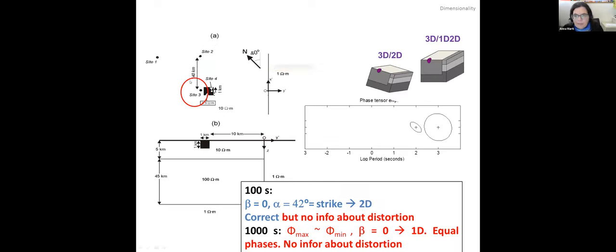For site three, which the Waldim gave us a distortion over 2D or over 1D or 2D, at 100 seconds, we get the right strike angle, but we have no information if there is distortion or not. That's fine because the phase tensor is not supposed to identify that. And at 1,000 seconds, however, we can think that it's a 1D. But this was also for the Waldim.